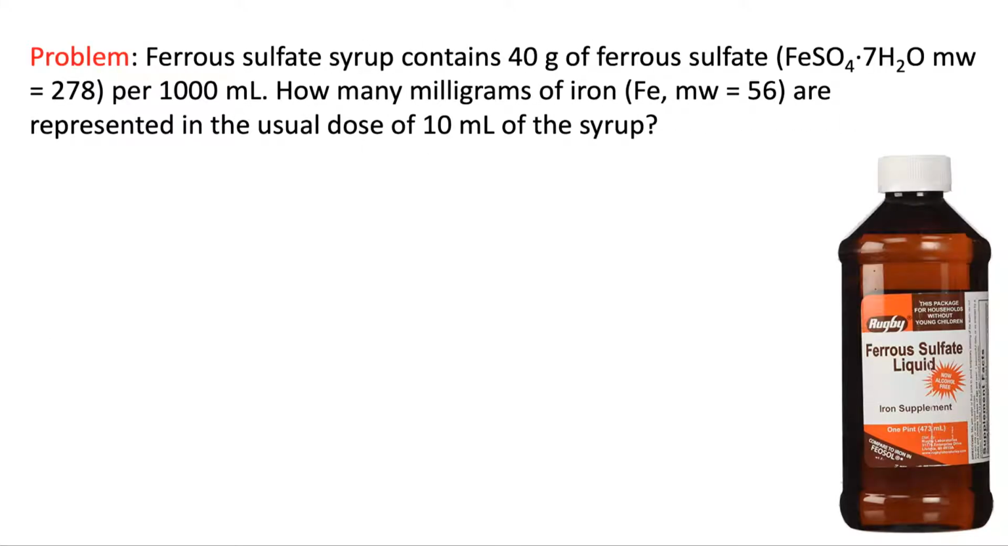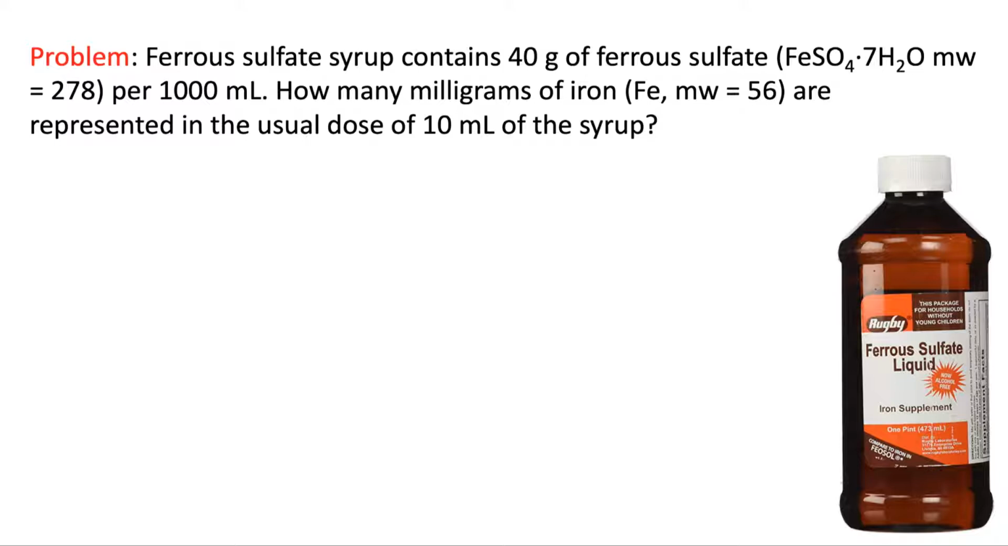So our first question to illustrate these types of calculations reads: ferrous sulfate syrup contains 40 grams of ferrous sulfate with the formula FeSO4, and it's a heptahydrate, so times 7 H2O molecules. So the hydrated ferrous sulfate with a molecular weight of 274. That's the actual ingredient in this formulation, and there are 40 grams of that per 1,000 milliliters. And the question is, how many milligrams of just elemental iron, or Fe, with a molecular weight of 56, are represented by the usual dose of 10 milliliters of syrup?